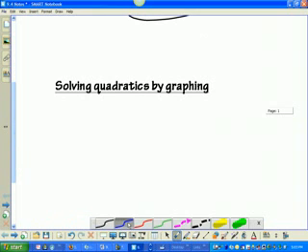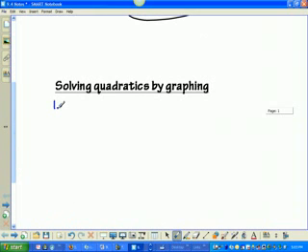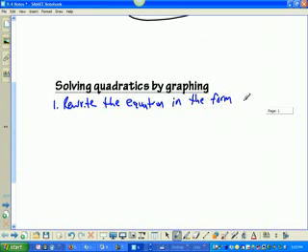Now, when we solve quadratics by graphing, the only thing you're going to notice is it's very similar to when we solved linear equations by graphing. The only difference is how many answers are we going to get? We should get 2 answers. Step 1, I'm going to rewrite the equation in the form ax squared plus bx plus c equals 0. That is, what I'm really saying is get one side equal to 0.